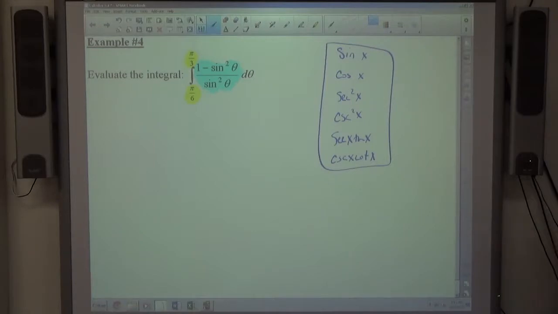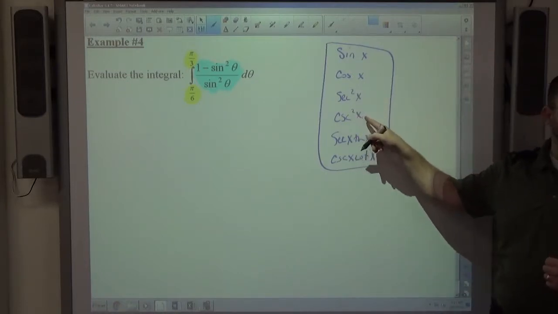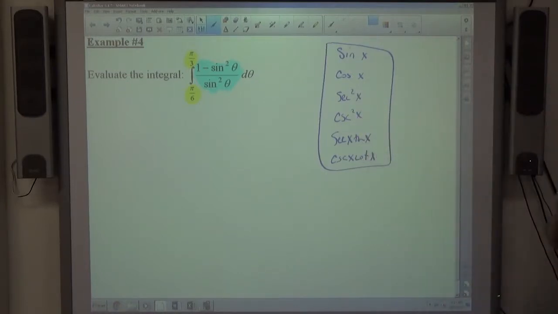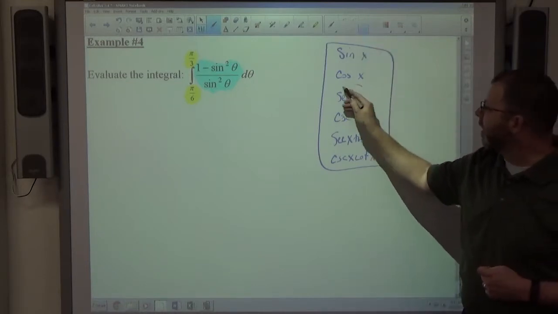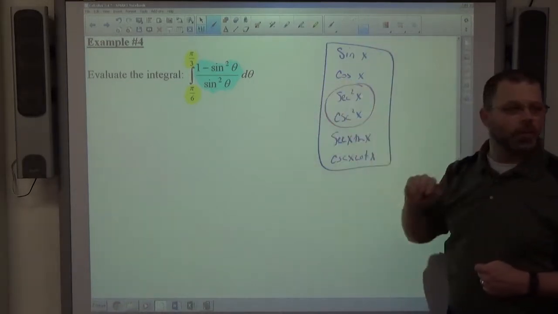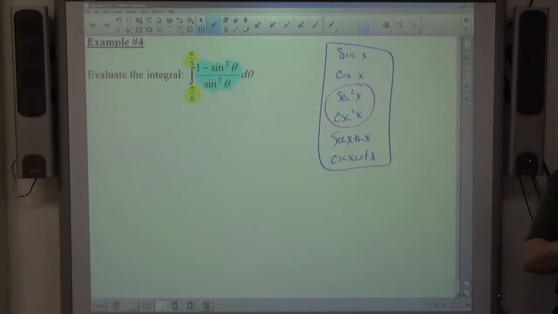So what I need to focus on is, can I make one of these structures occur? And specifically, the ones that have squares on them are secant and cosecant. So I'm thinking in my mind, since I see squares on those, that cosecant squared, secant squared, that's kind of where I want to go with this.